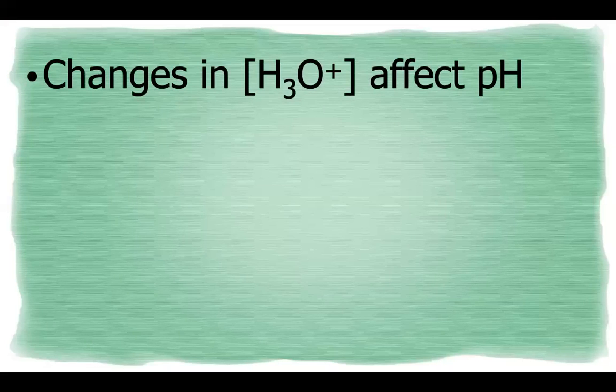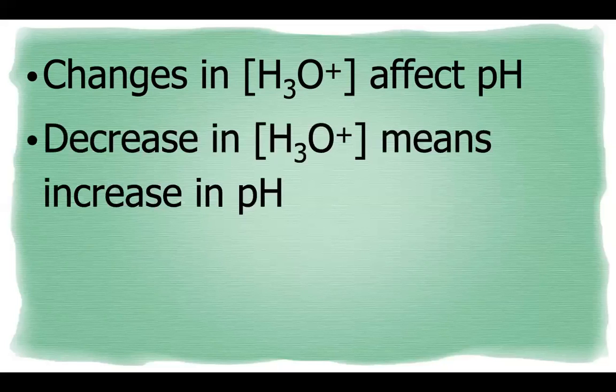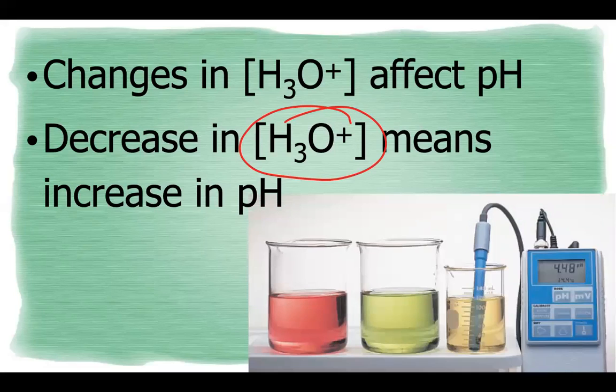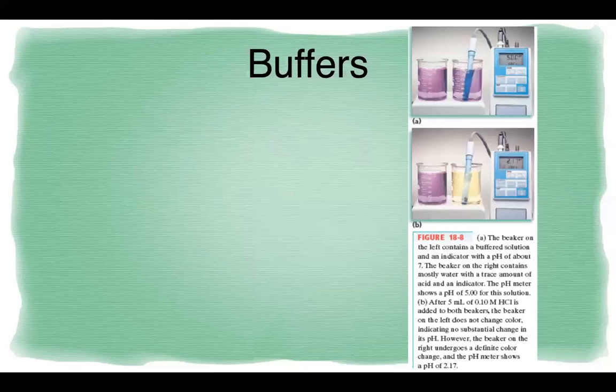Changes in hydronium have a direct effect on pH. Because the H3O+ in the previous example decreased, it means that there is an increase in pH, because hydronium is an indication of the pH. The more hydronium you have, the lower the pH you have because it's more acidic. So you can use this in something called buffers.